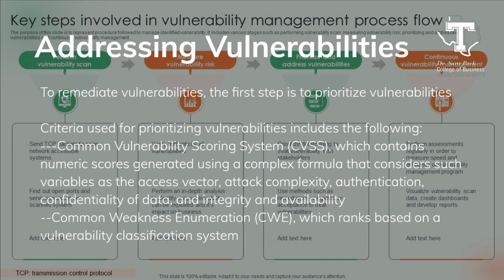After validating the results from your vulnerability scans, the next crucial step is addressing the vulnerabilities. This involves prioritizing them so that you can tackle the most critical issues first. When prioritizing vulnerabilities, there are a couple of key criteria you should consider. Common Vulnerability Scoring System, CVSS. This system assigns a numeric score to vulnerabilities based on various factors like how easily they can be exploited, the complexity of the attack, and the impact on data confidentiality, integrity, and availability. Essentially, it helps you understand how serious a vulnerability is and how urgent it is to fix it.